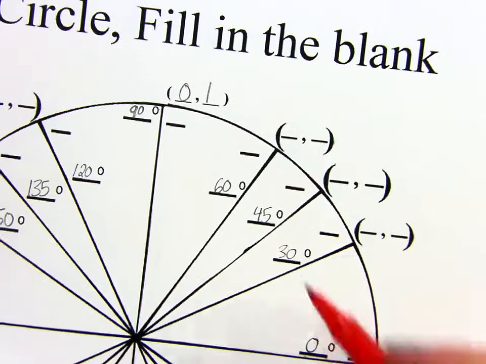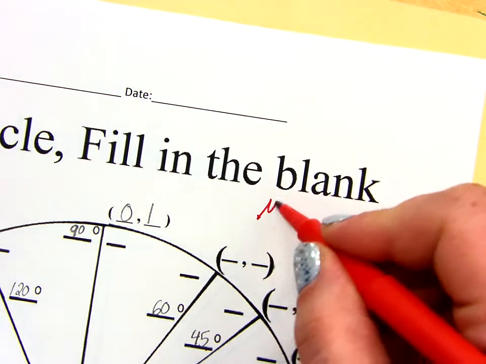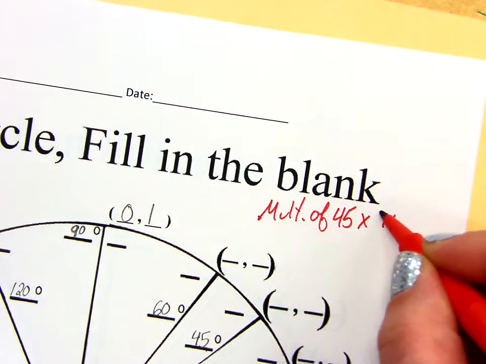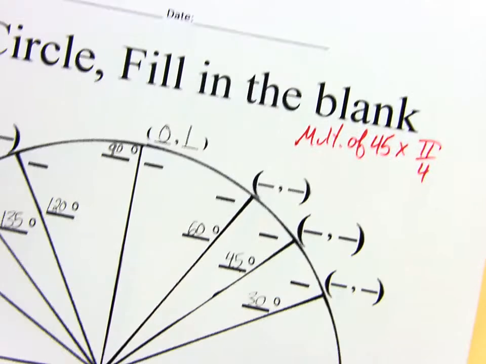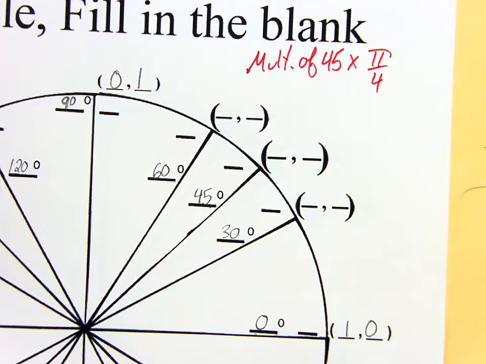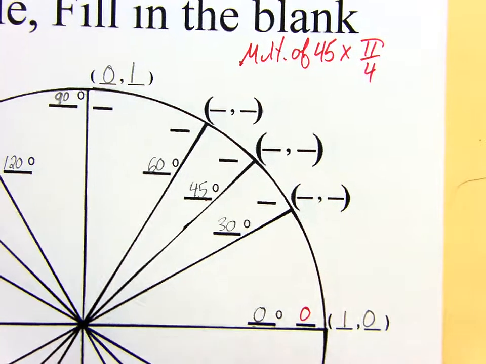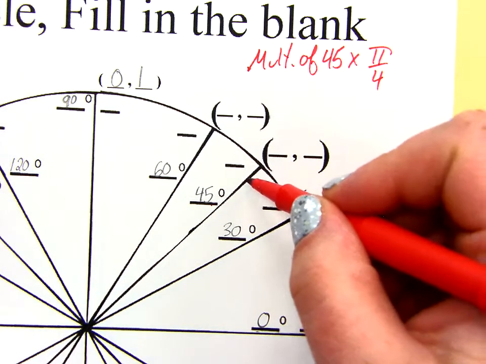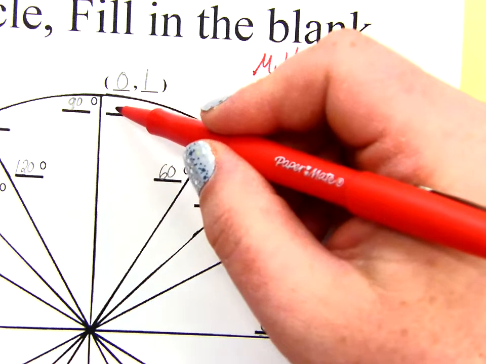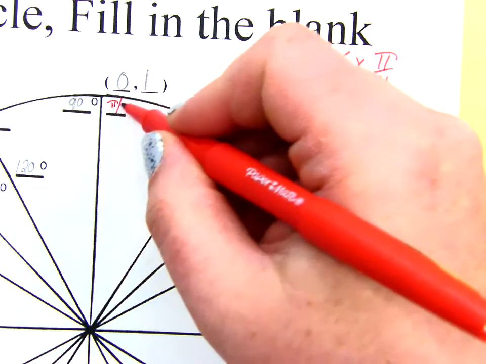So we're going to take all the multiples of 45. So we'll just jot that down again. Multiples of 45 times pi over 4. Okay? So we start with the first multiple of 45, which is actually 0. And 0 times pi over 4 is still just 0. But then I have 1 pi over 4. And then I have 2 pi over 4, which is really just pi over 2.